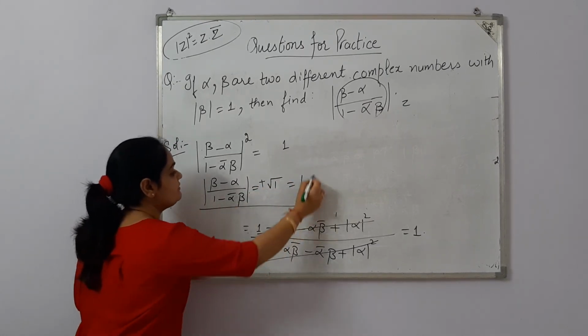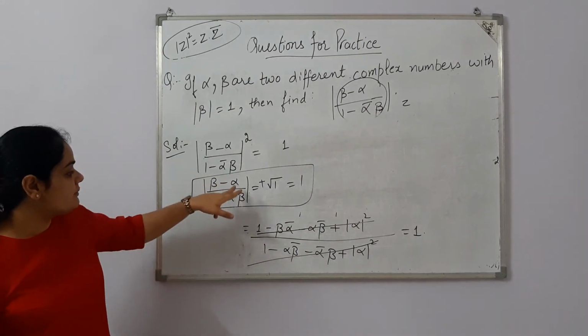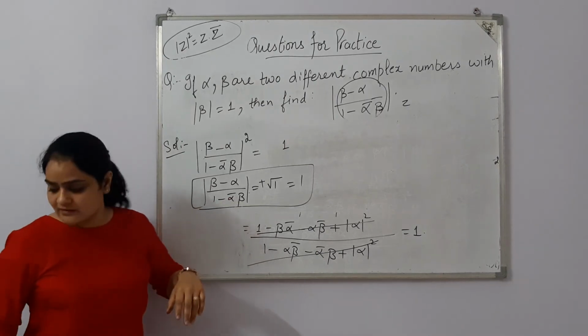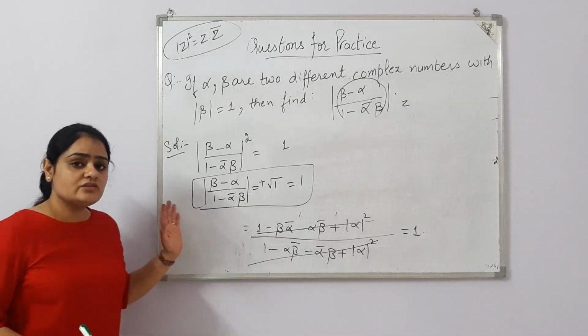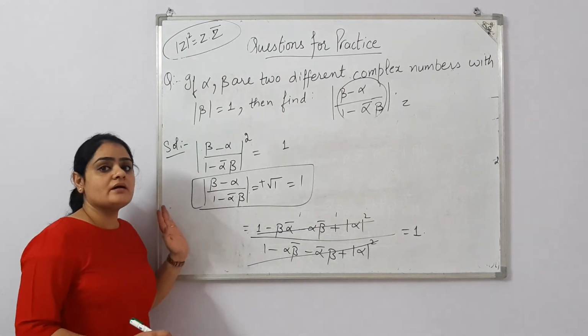So we needed to find the value, and now we have found it. So this is the value of the modulus of beta minus alpha upon 1 minus alpha conjugate beta. This was a very important question. Hope it is clear to you.